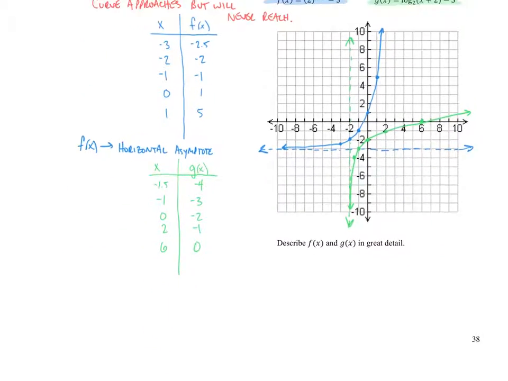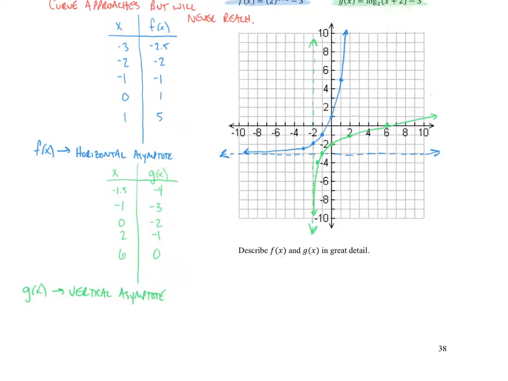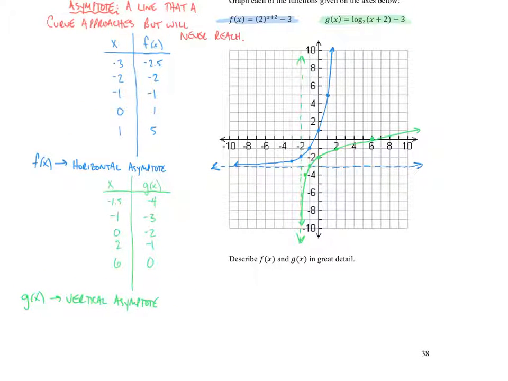And we said that g of x is a logarithmic function, so g of x is logarithmic, so it will have a vertical asymptote. Okay, but where are they? And that's something really important too. So let's look at this function, this f of x function.